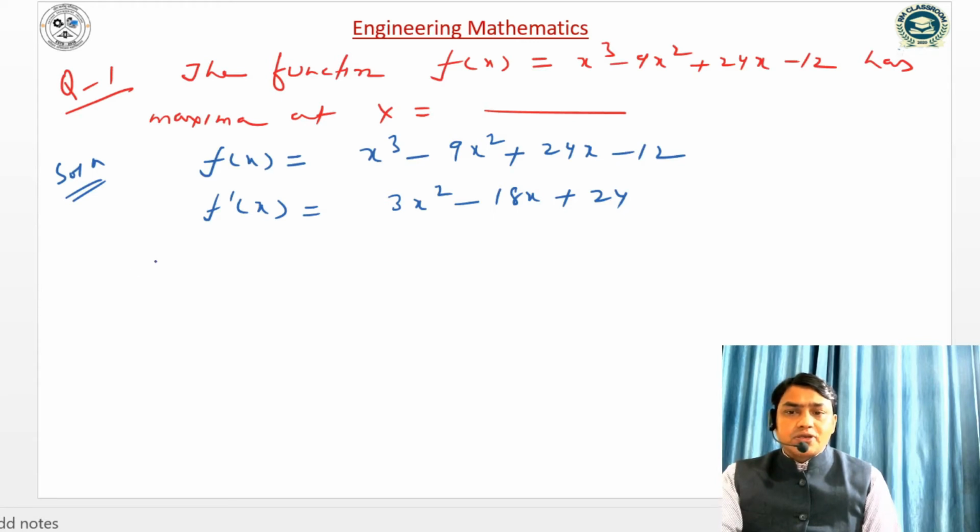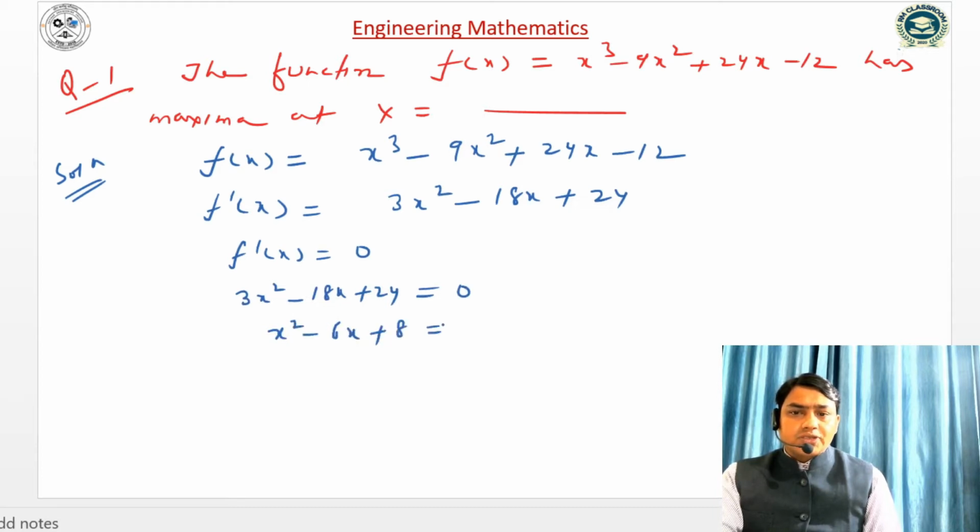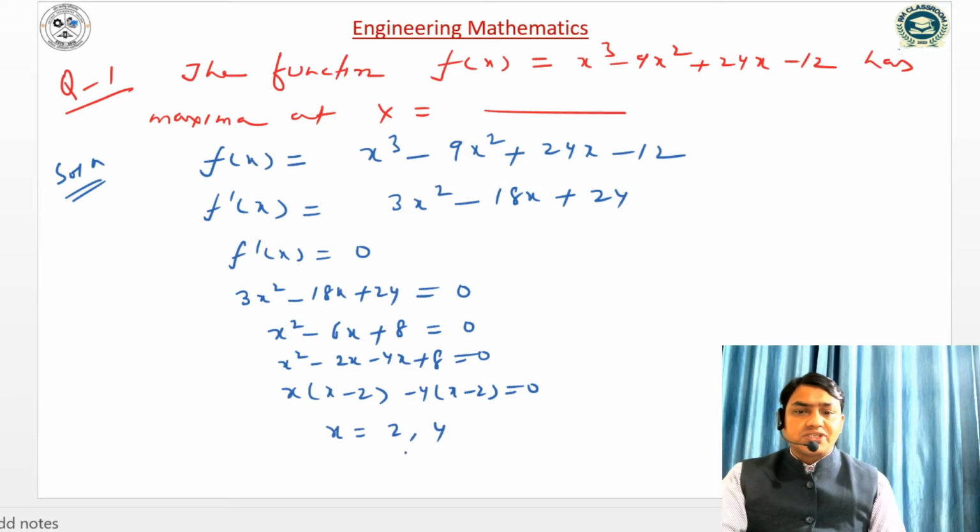So f dash x is equal to 0, so it will be 3x square minus 18x plus 24 is equal to 0. If I take 3 common, it will be x square minus 6x plus 8 is equal to 0. If I solve this quadratic equation, it will be x square minus 2x minus 4x plus 8 is equal to 0. So it will be (x minus 2)(x minus 4) equal to 0. So x is equal to 2, 4. So two stationary points are there, 2 and 4.